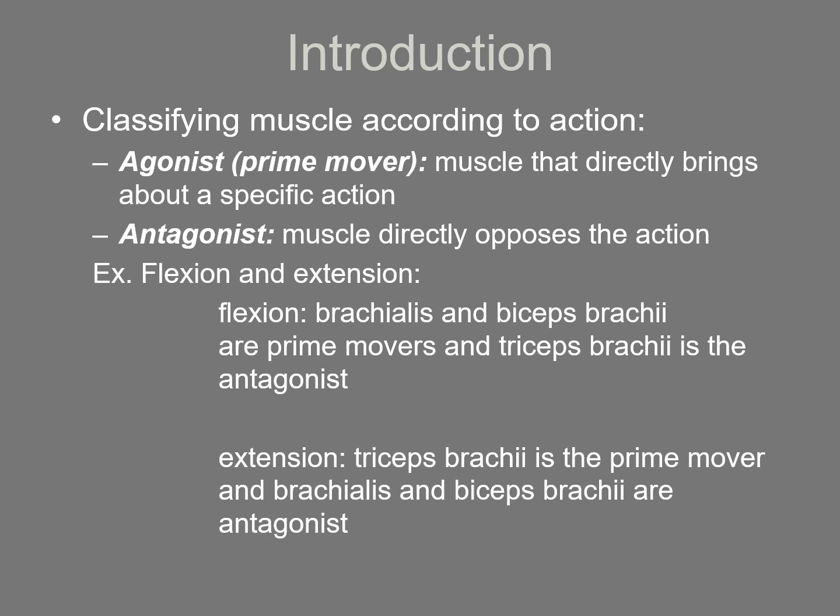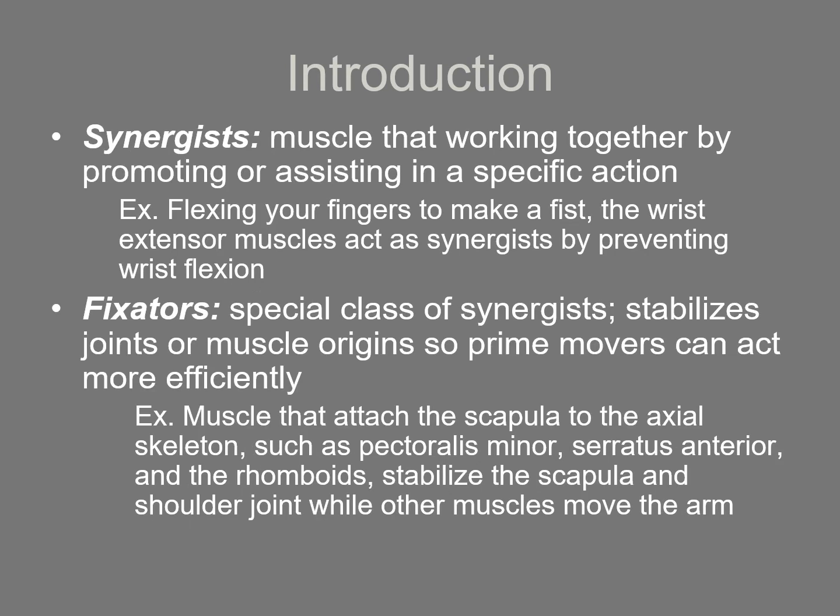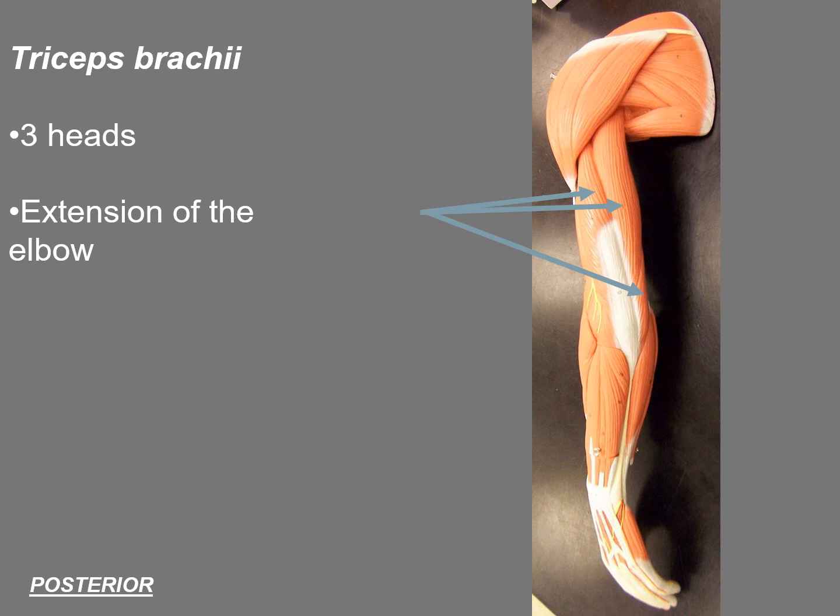So we refer to one as the prime mover or the agonist, and the other one is going to be the antagonist because it's opposing that movement. In reality, it's helping to make that movement smoother. Now, sometimes you have muscles that are working together as groups, and we refer to these as synergists and fixators. They're helping to stabilize the joint, stabilize where the muscle is originating from, so that the prime mover can move much more efficiently.